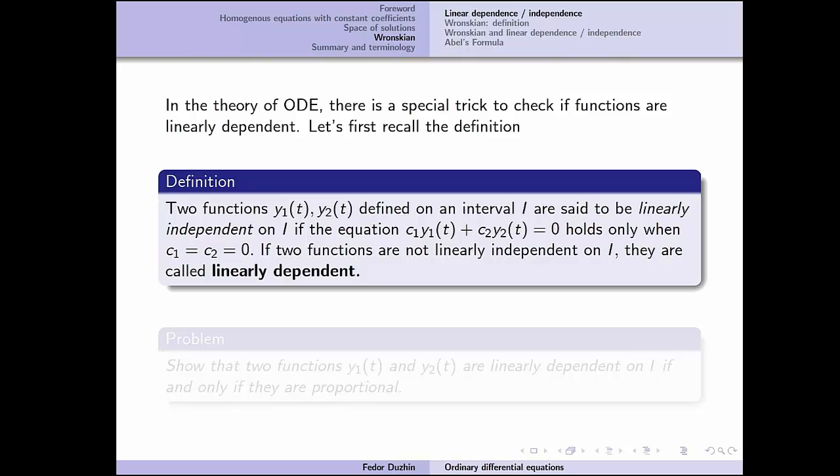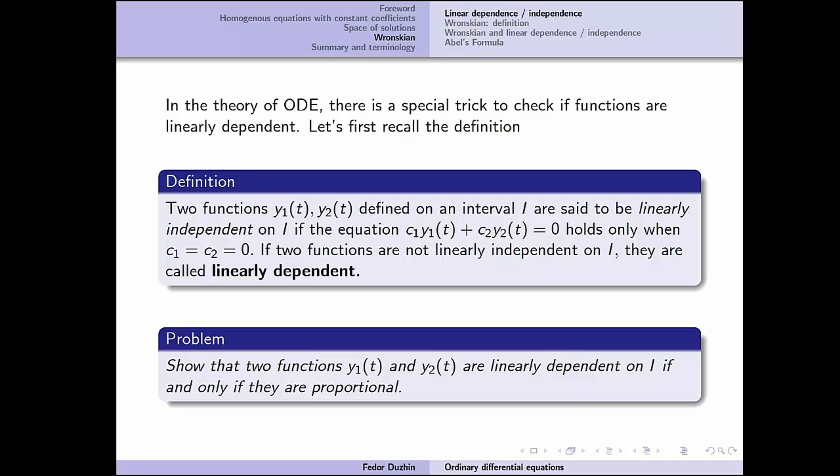First of all, recall the definition of linear dependence. Two functions defined on an interval are said to be linearly independent if this equation holds only when both coefficients are 0. In other words, if you have a linear combination and it is 0 for all values of t, then the only way it can be done is if it is a trivial linear combination, the coefficients are 0. So a little question for online discussion is just for you to review linear algebra.